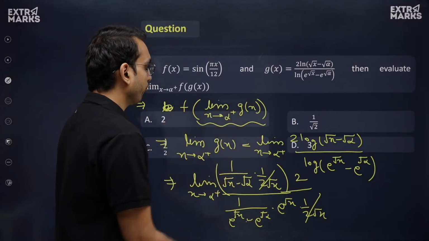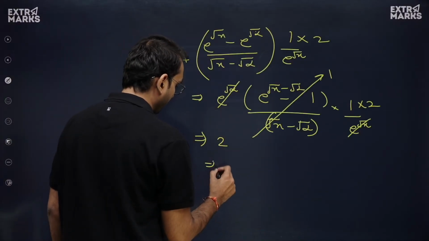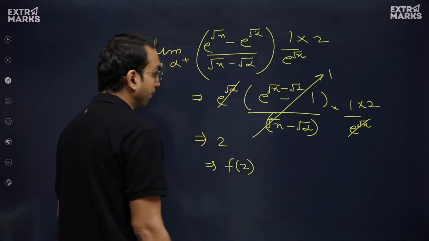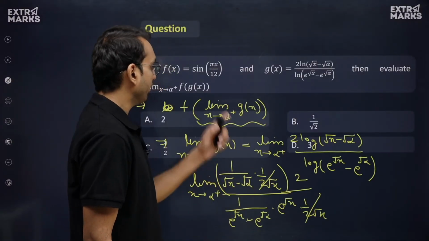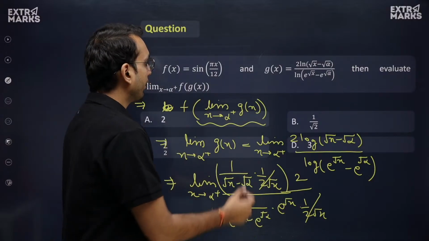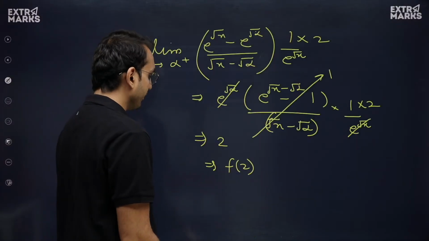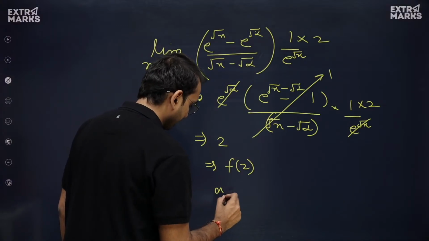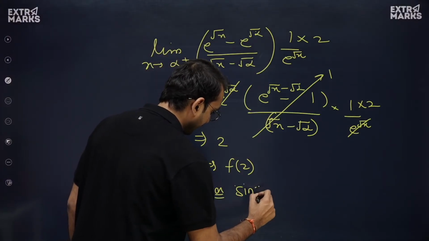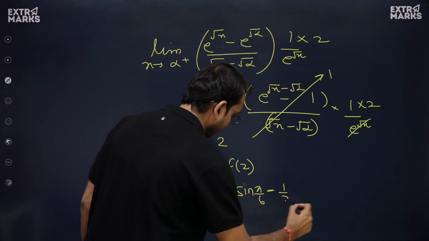So actually we have to find the value of f of 2. Now what is f? f is sin pi x by 12. When we write the value of x as 2, it will become pi by 6, and sin pi by 6 is actually half. So the answer is sin pi by 6, which equals half.